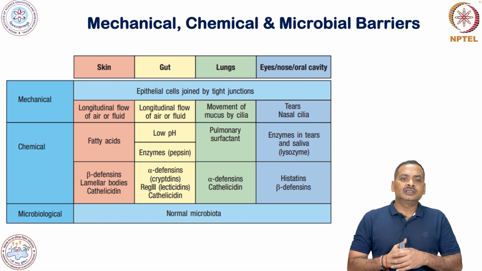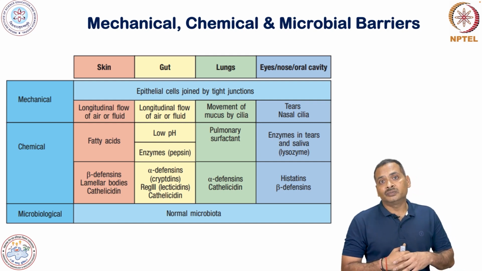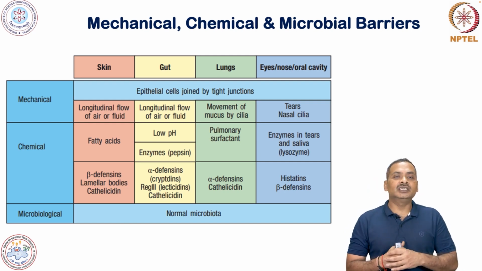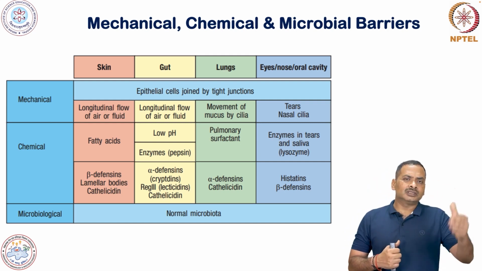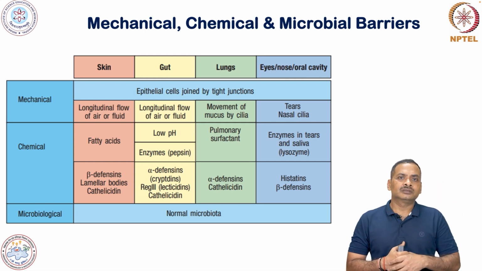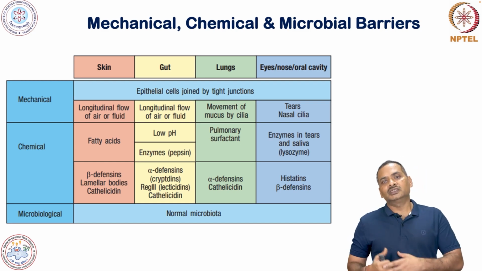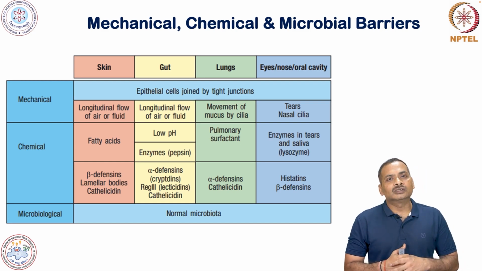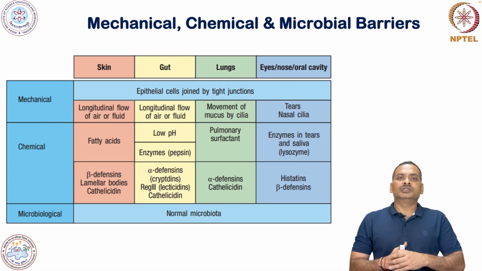In lungs, there is a movement of mucus by cilia. In the gut also there is continuous production of mucus. There is some specialized cell present in the gut, which we call the goblet cell. I will discuss it in more detail.